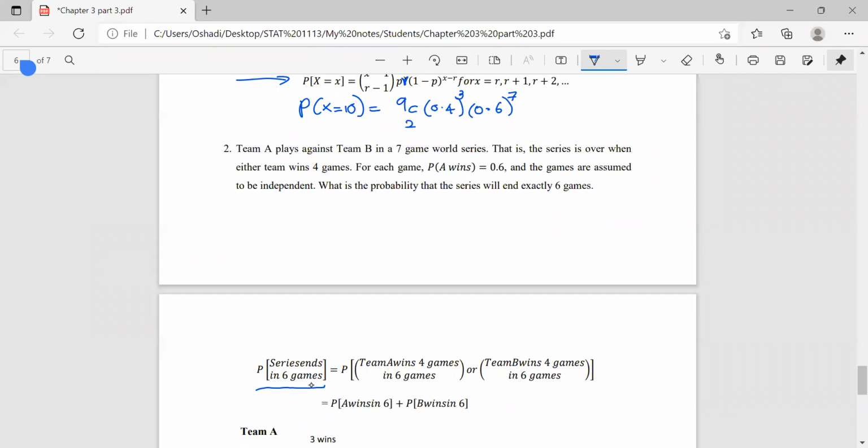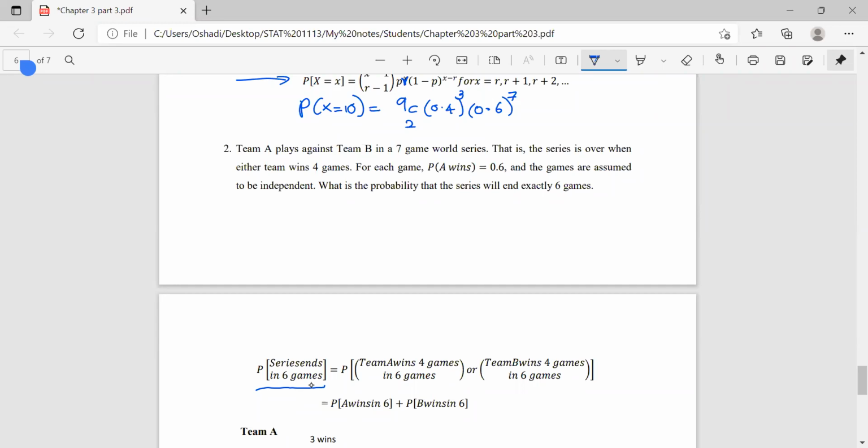Isn't it? So when does the series end in exactly 6 games, right? Team A could win 4 games in 6 games. There are 2 ways. So the probability that the series ends in 6 games is equal to the probability that team A wins 4 games out of 6 games, or team B wins 4 games out of 6 games.